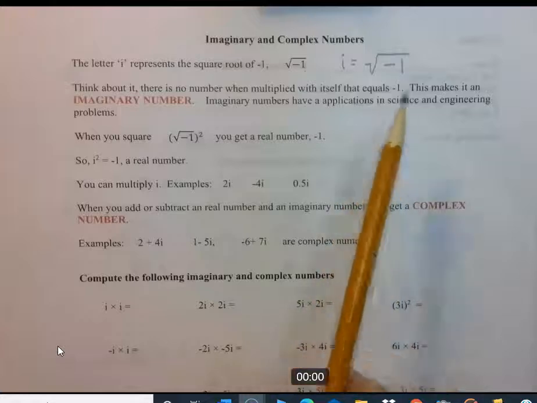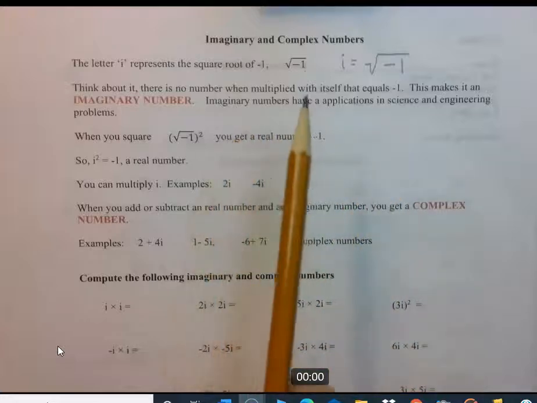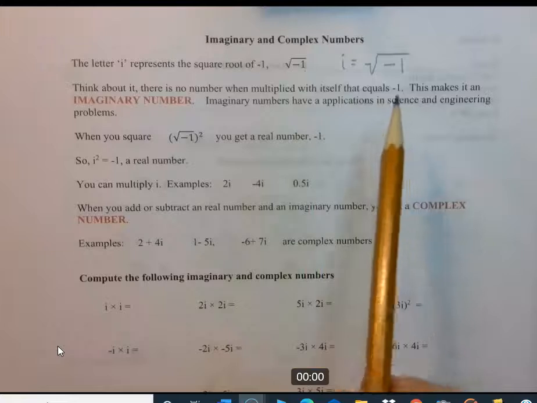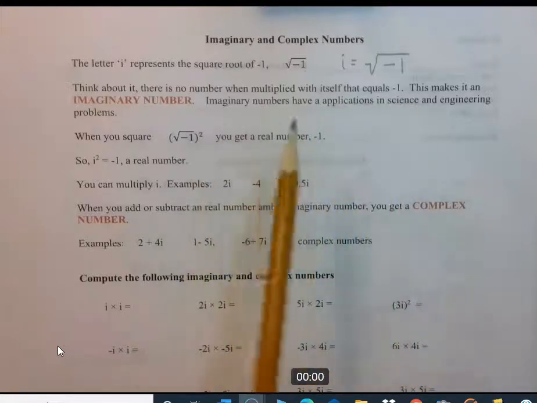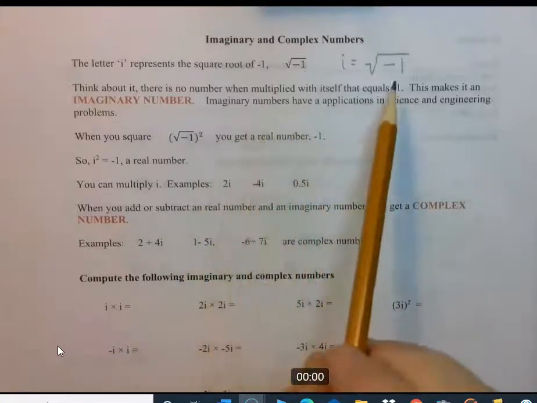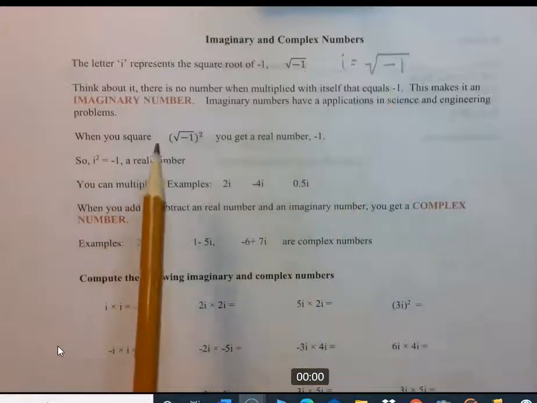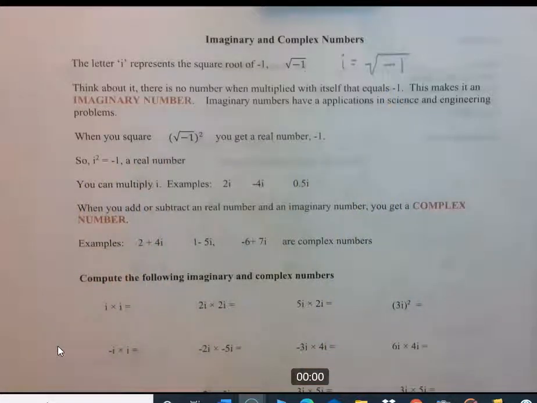Negative 1 times negative 1 is positive 1. Negative 1 times positive 1 is negative 1. However, that's not a square. Those are two different numbers, negative 1 and positive 1. There is no number that when you multiply it by itself will give you negative 1. So there is no such thing as the square root of negative 1 in the realm of real numbers. And this makes it an imaginary number.